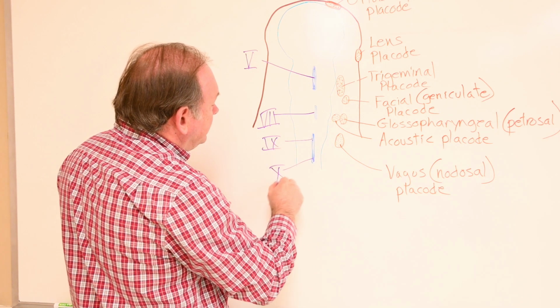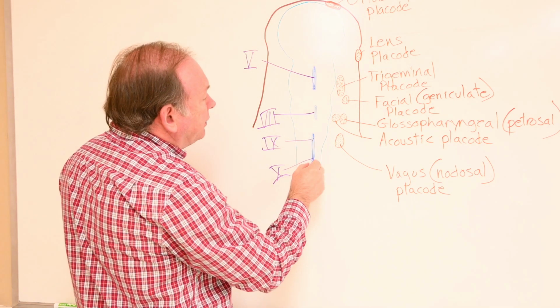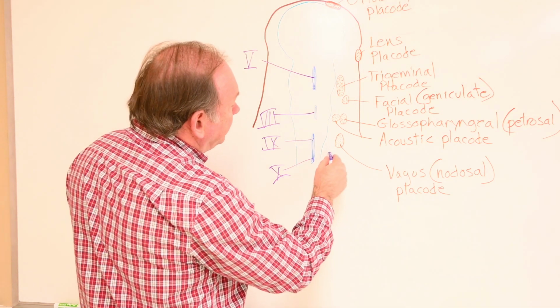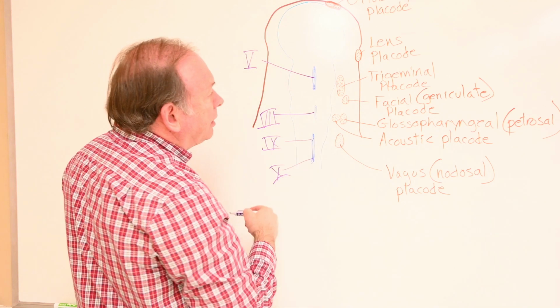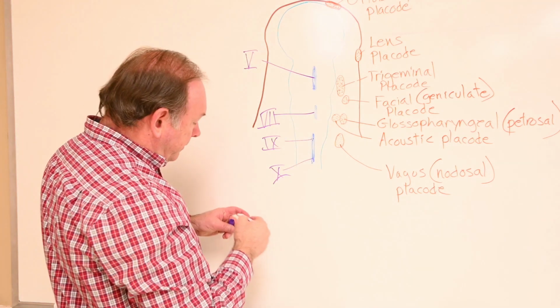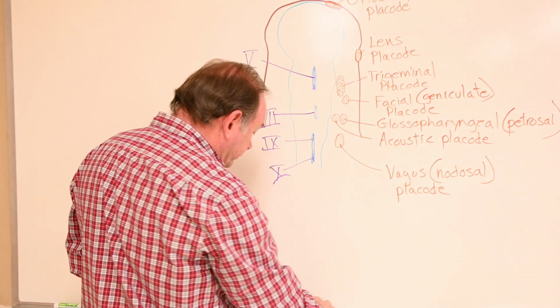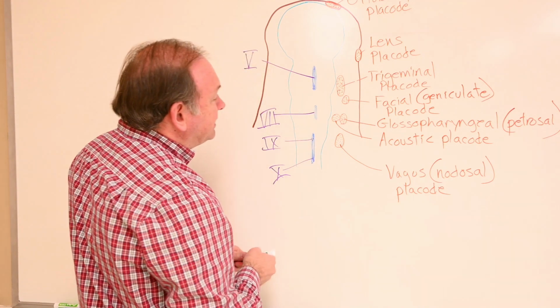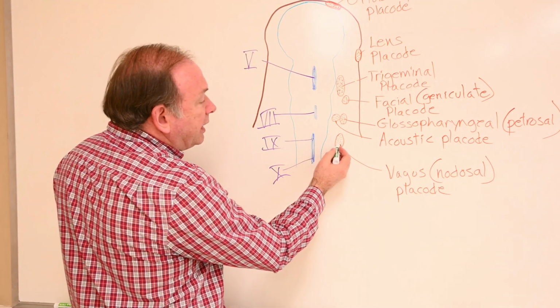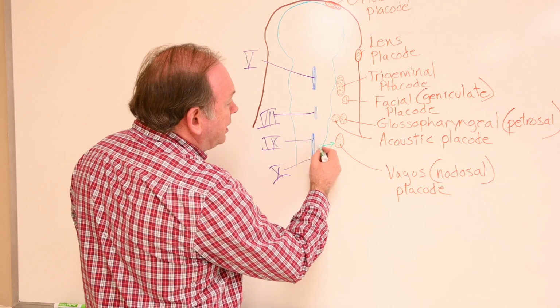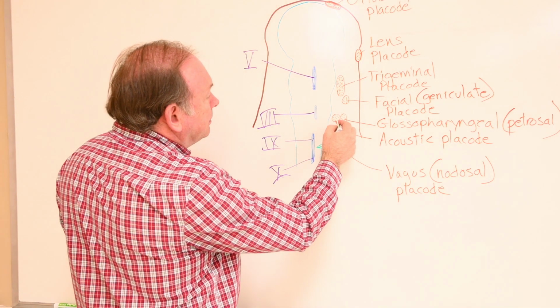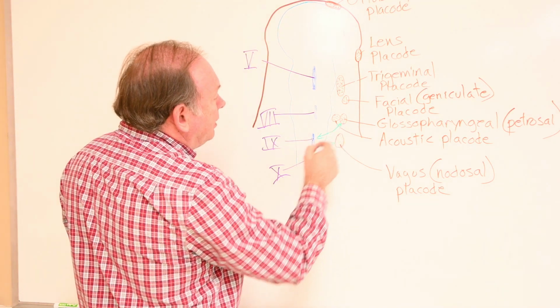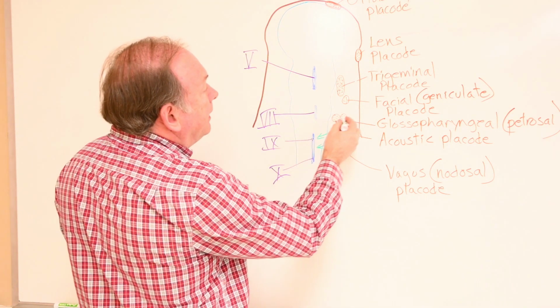This is number 10 here. So components from this part combine with vagus and with the glossopharyngeal placode or petrosal placode there. So we're going to see some things get together. We get the neural crest and the surface placode here to make a ganglion. We get this part here and this part here to come together to make a ganglion.